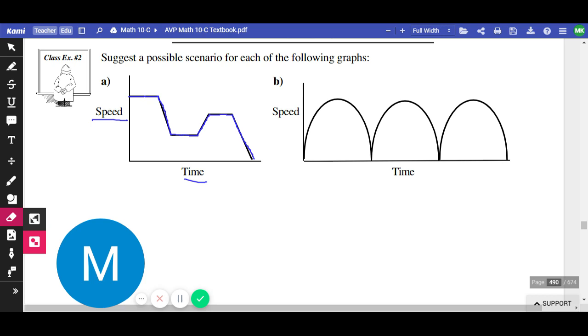Any situation you could come up with where your speed's going to be like that, kind of yo-yoing. It doesn't have to be a person running anything. It could be an object, like a yo-yo going up and down. Anything you want would be good with me.